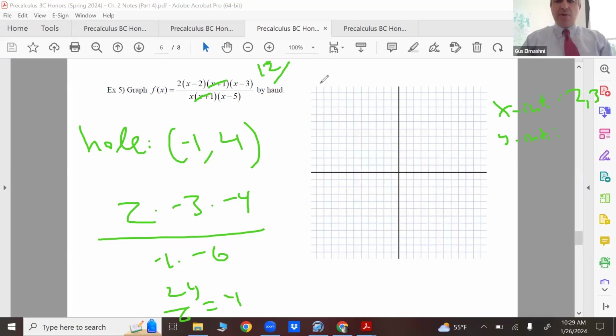Oh, you can't do it. There's none. Sorry. Yeah, it's not because you can't divide by 0. Sorry about that. VA is x equals 0, x equals 5. HA does exist. What are the degrees of top and bottom? So y equals 2. And x equals 0, x equals 5.